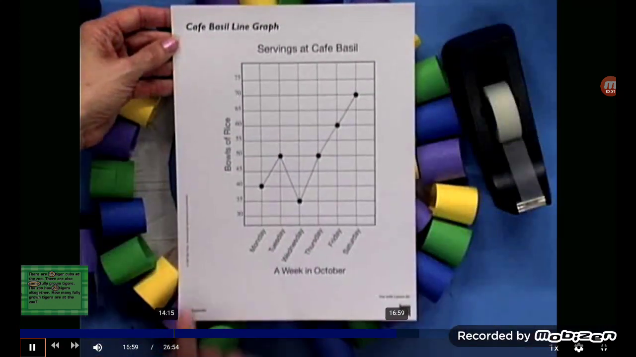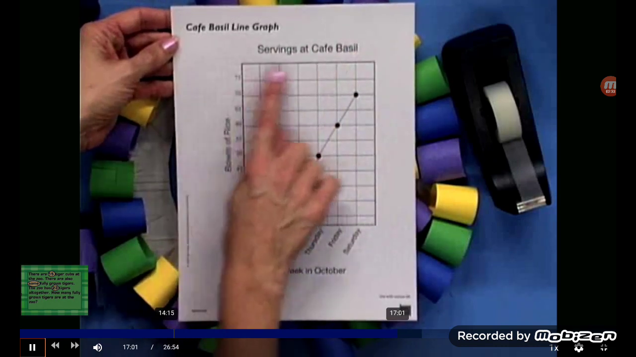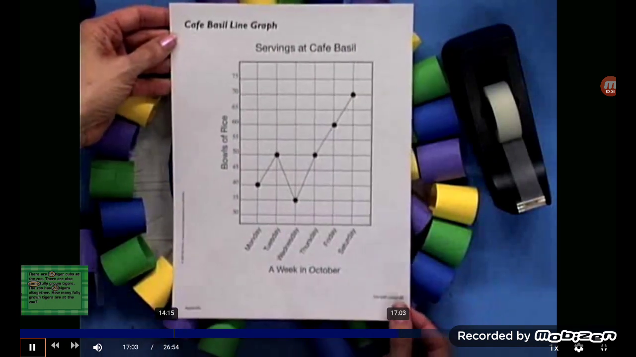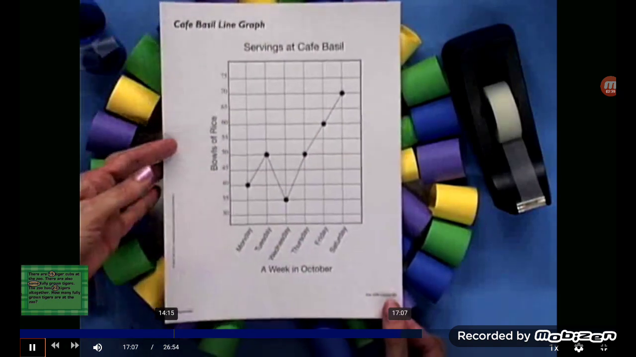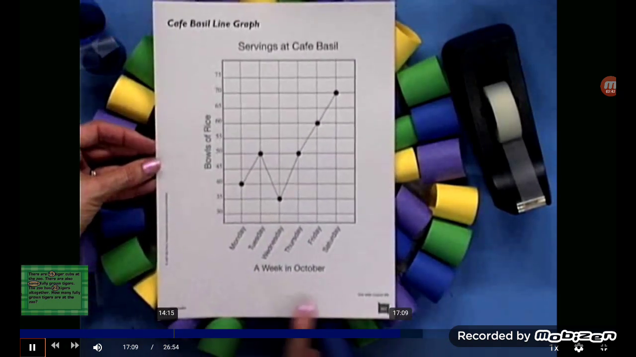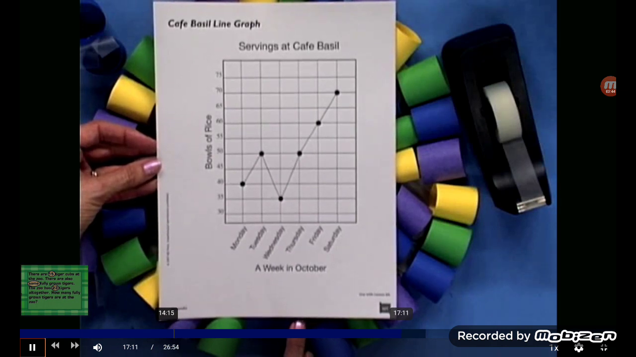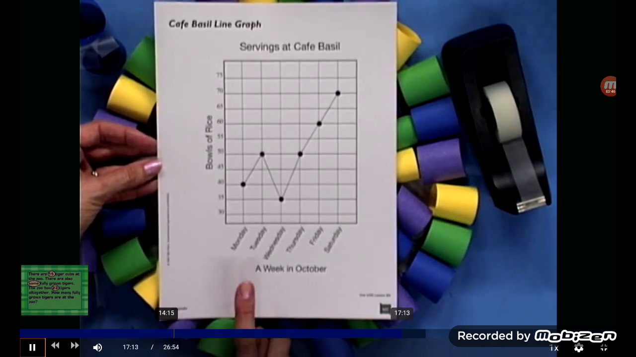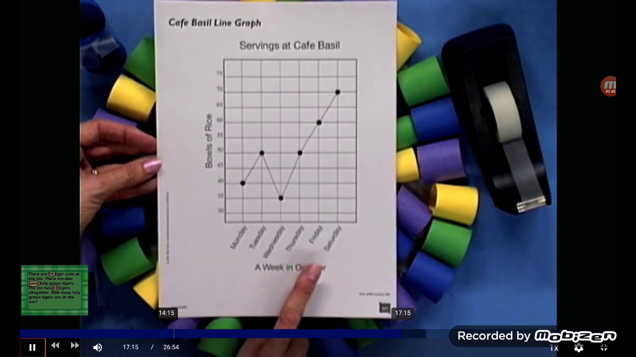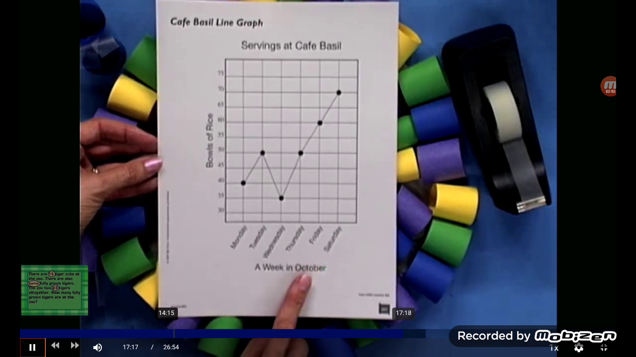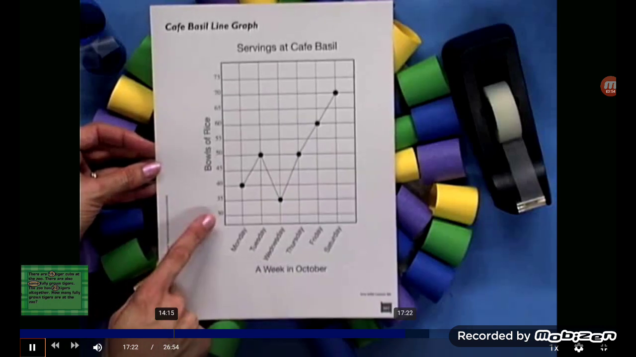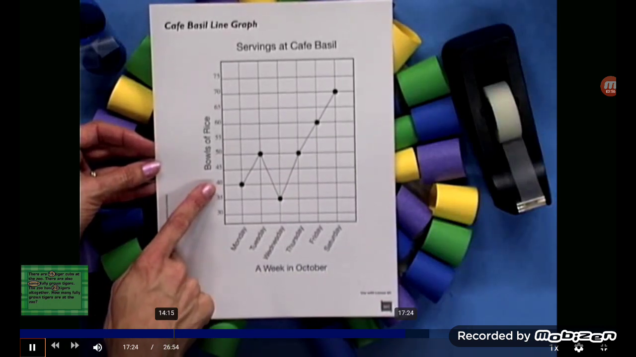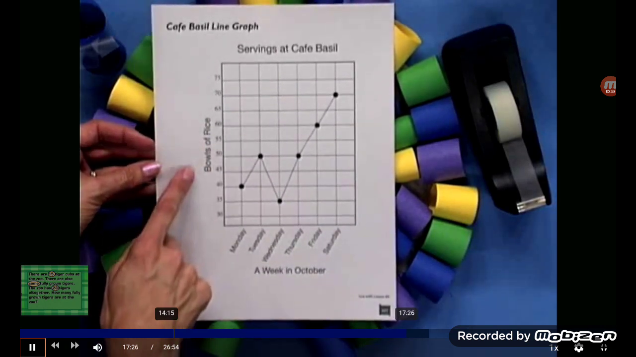It shows the numbers of bowls of rice served at the Cafe Bessel. You just have to answer some questions about the bowls of rice. What's printed across the bottom of the graph here? It says a week in October, and Monday, Tuesday, Wednesday. Oh, it's the days of the week. Very good. Well, what are all the numbers over here on the side of the graph? Well, it says 30, 35, 40, and it says bowls of rice.